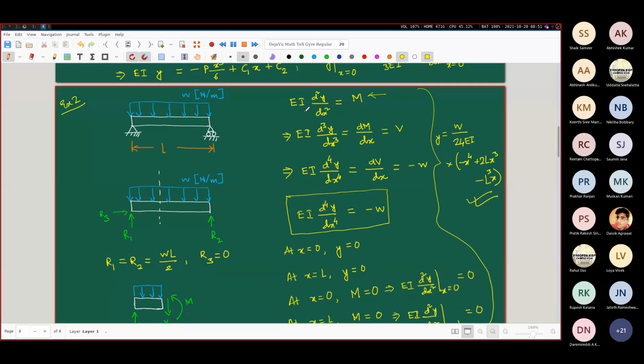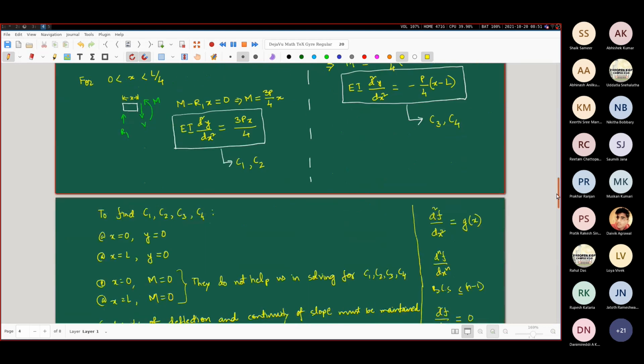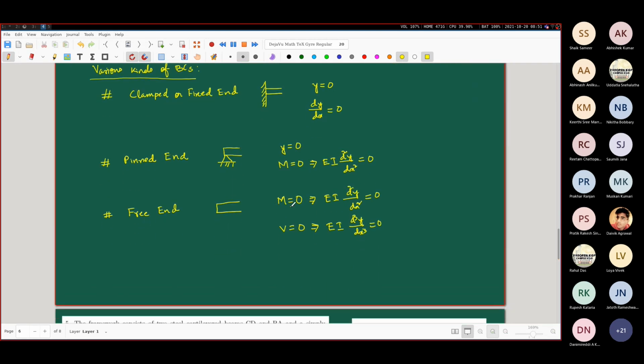You see, from here, if we differentiated once, we obtained this dM/dx, and this dM/dx was nothing but V. So EI d³y/dx³ is equal to V. This is what I'm using here. So from the physics of the problem, I am saying that the shear force is going to be equal to 0 here, and from that I'm going to state that EI d³y/dx³ is equal to 0.